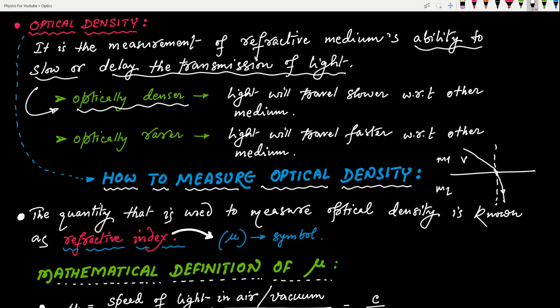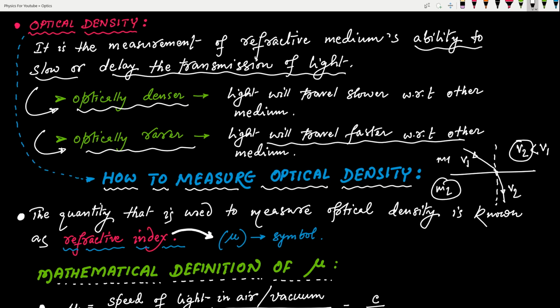Look at this diagram. This light is traveling at velocity v1, and then after entering medium 2, it is moving with velocity v2. If v2 is smaller than v1, since the velocity has reduced in medium 2, we can say that medium 2 is optically denser. Why? Because light will travel slower with respect to the other medium. I hope the concept is clear. Now, optically rarer medium means light will travel faster with respect to the other medium.